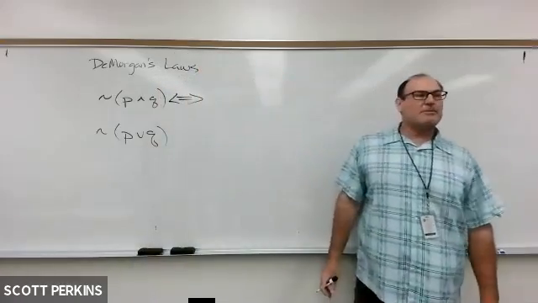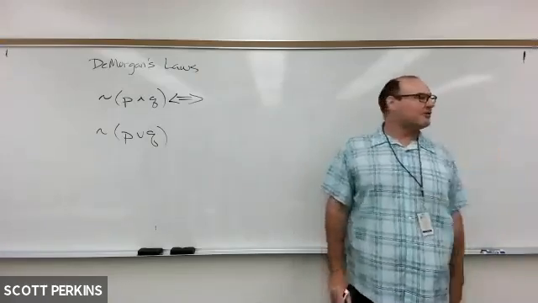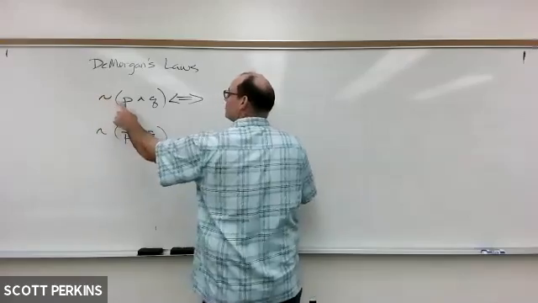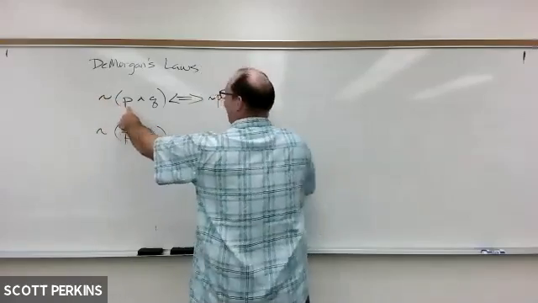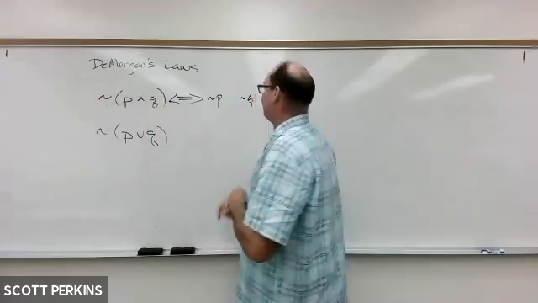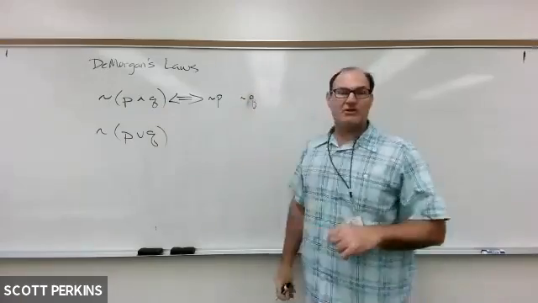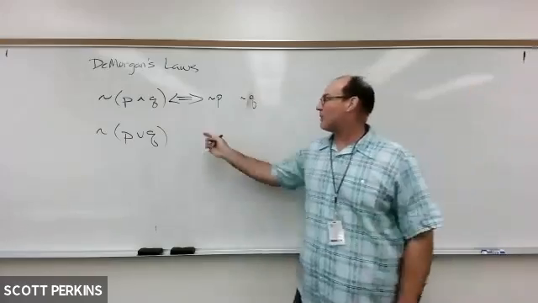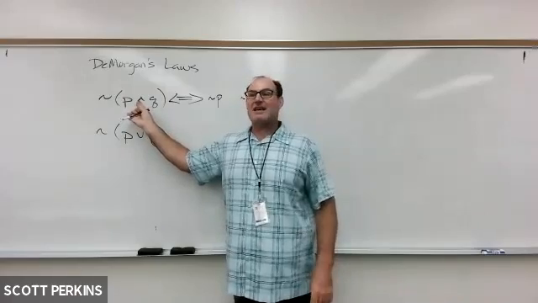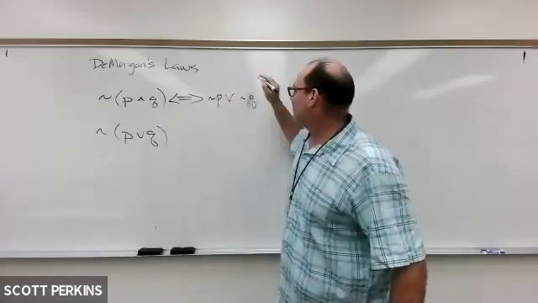You can distribute the squiggly, but you have to remember one bit of trivia. If I want to distribute the negation to squiggly P, and then I'm going to skip the sign for a minute, and squiggly Q, that's great. But here's what you have to remember. If there's an and in here, DeMorgan's law says that it has to become an or. Okay, so we have to flip the sign.